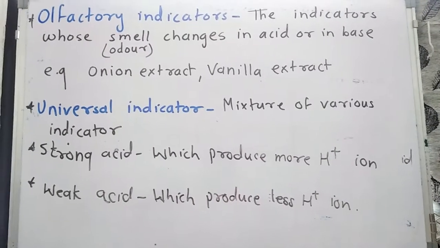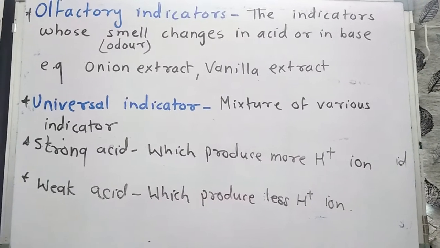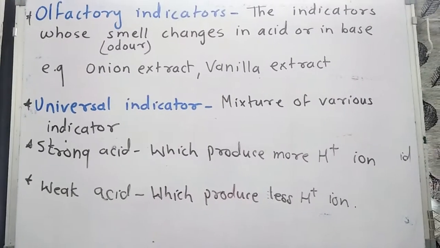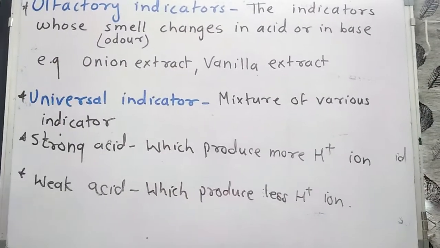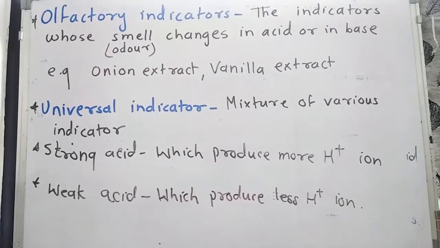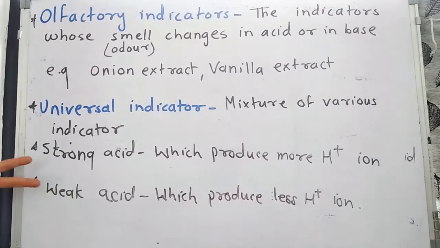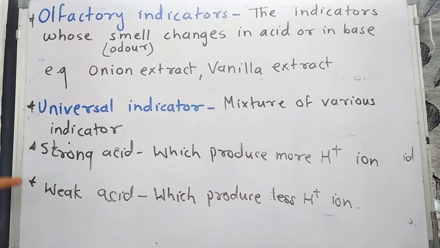Now universal indicator is a mixture of various indicators. Universal indicator not only tells us whether the solution is acid or base, it also tells us whether it is a strong acid, strong base, weak acid, or weak base. That we will see afterward. Now we have two types of acid: strong acid and weak acid.